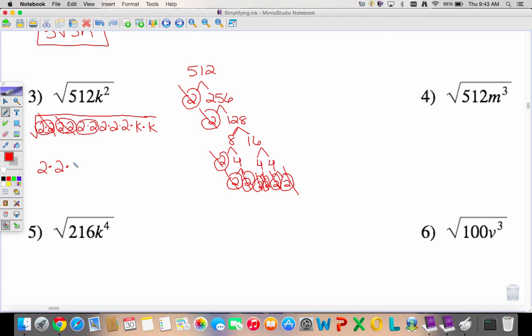So we have a pair of 2's, write it down, cross it out. Another pair of 2's, write it down, cross it out. Another pair of 2's, write it down, cross it out. Another pair of 2's, write it down, cross it out. And then we have a pair of k's. Okay, you only write down one time and cross it out. So if you notice, the only thing left in your square root is a 2.